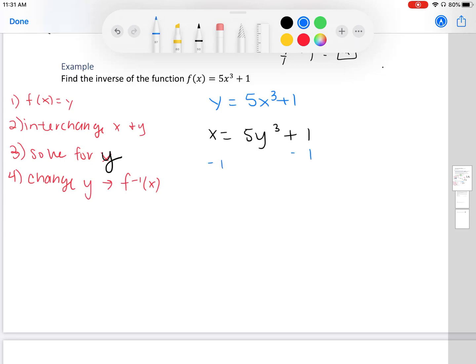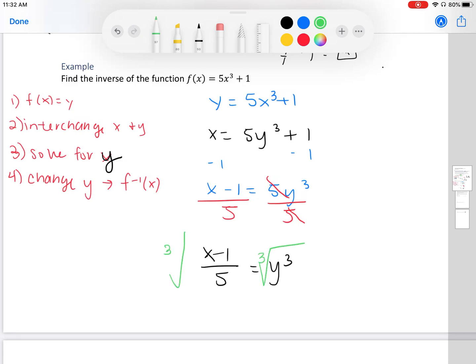So I subtract 1, and we're left with x minus 1 equals 5y cubed. To get y by itself, let's divide by 5, and we're left with x minus 1 over 5 is equal to y cubed. All right, to undo that cube, I want to apply the cube root, because that exponent of 3 and that radical of 3 are mathematical inverses, so they undo each other. So we're just left with y is equal to the cube root of x minus 1 over 5.